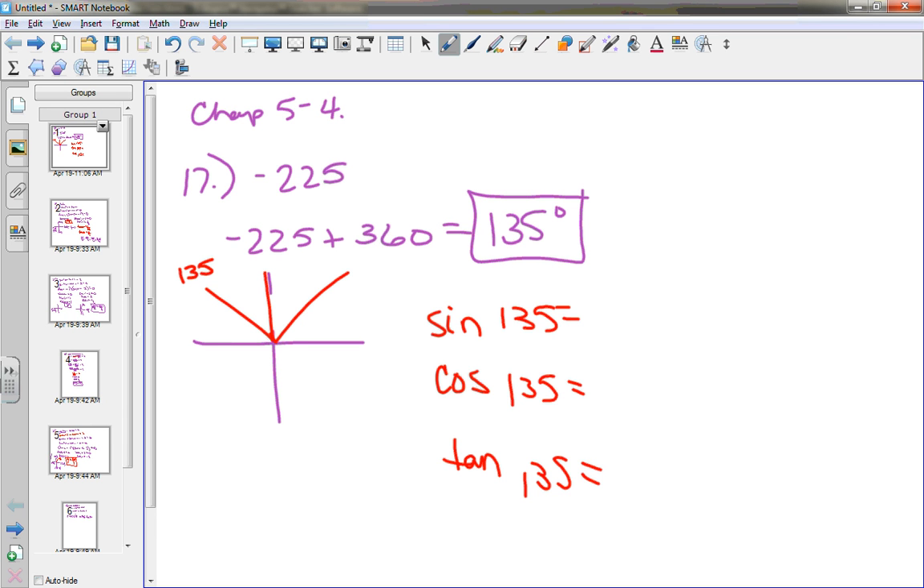And what is the sine in that quadrant? Positive square root of 2 over 2. What is the cosine? Negative square root of 2 over 2. And what is the tangent? Negative 1. I don't have to use those sum and difference formulas because it's already on the unit circle. Does that make sense?